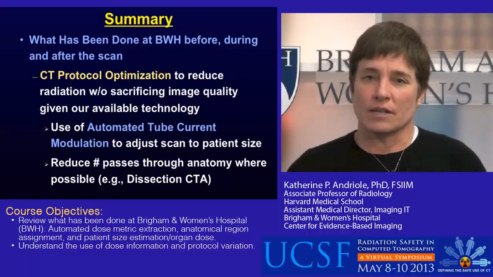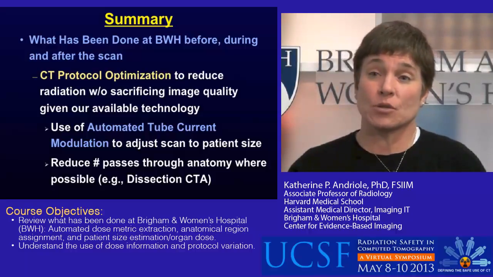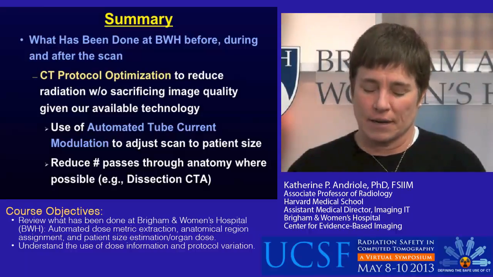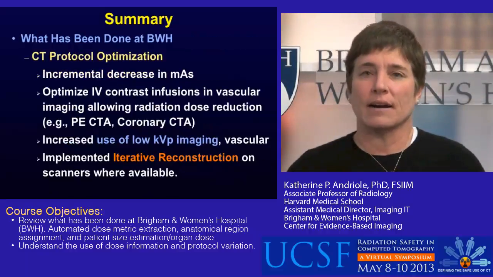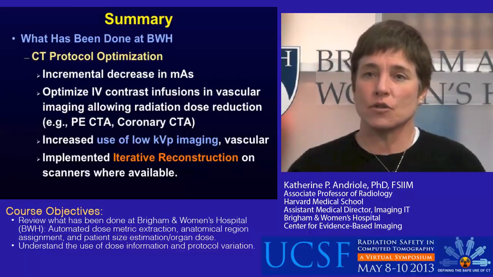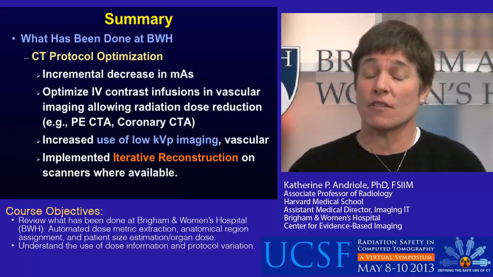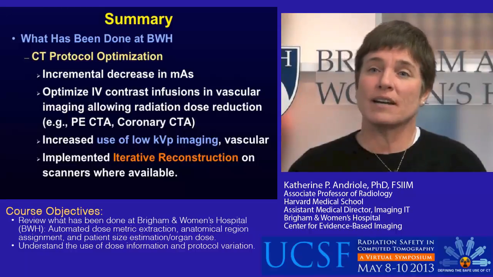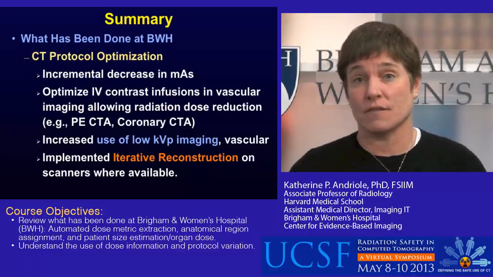Some of the things that we decided to do were use of automated tube current to adjust the scan to patient size, very important to do. We've been able to reduce the number of passes through anatomy where possible, in particular for dissection CT and arteriography. We've been able to optimize our dose looking at incremental decreases in mass. We've optimized our IV contrast infusions, particularly in vascular imaging. We've been able to use low KVP imaging in some of our vascular imaging as well, and implemented iterative reconstruction algorithms on scanners where this technology is available.